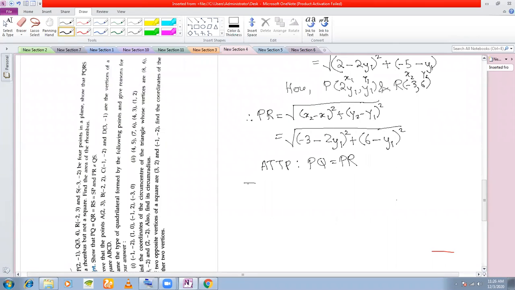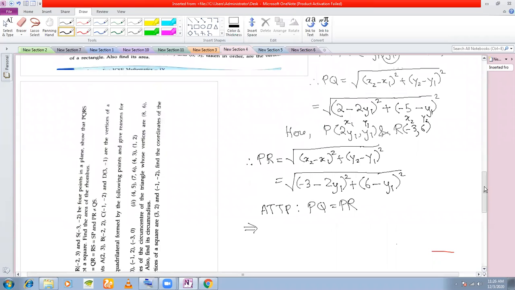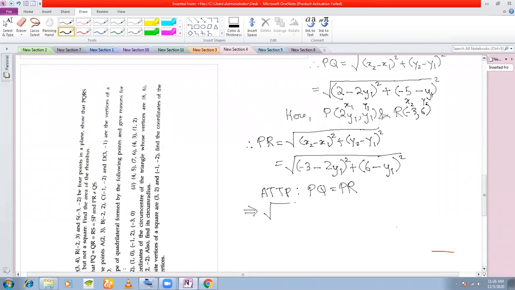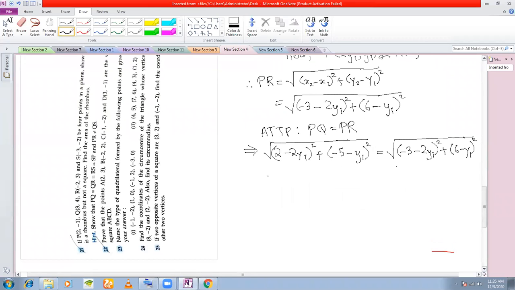So now put the values of PQ and PR. PQ here is 2 root over of (2 minus 2y1) whole square plus (minus 5 minus y1) whole square is equal to PR, and we have calculated this to be root of (minus 3 minus 2y1) whole square plus (6 minus y1) square. Square both sides, just as we did in the last problem.